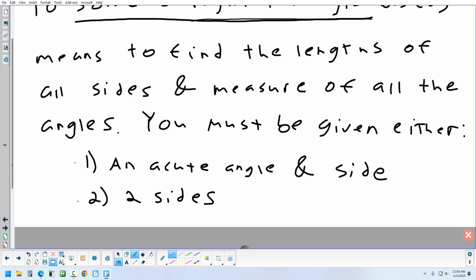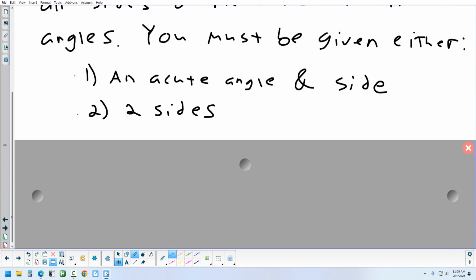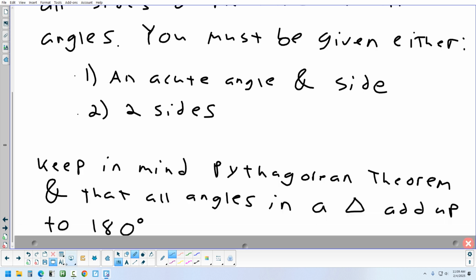As you are solving the triangles, keep in mind a couple things. All the angles in a triangle have to add up to 180. And we can also use the Pythagorean theorem. The only thing that we do not want to do is use information that we calculate to find other information. Why do you think we want to avoid using something that we determined to find something else we don't know?